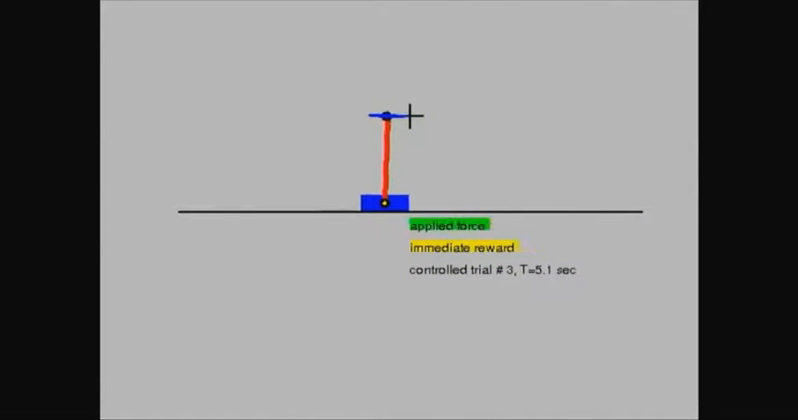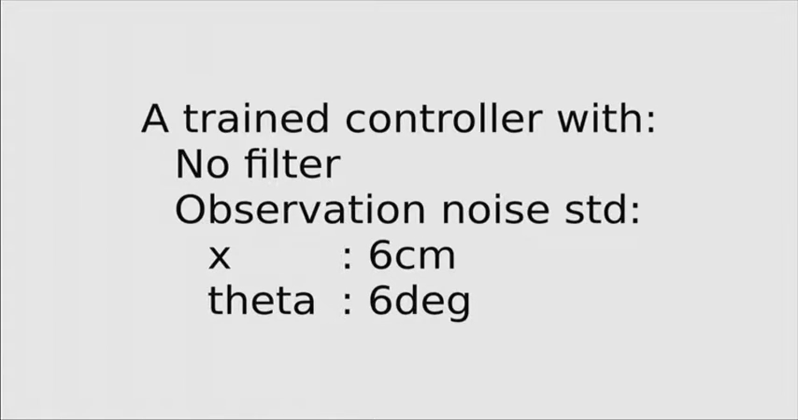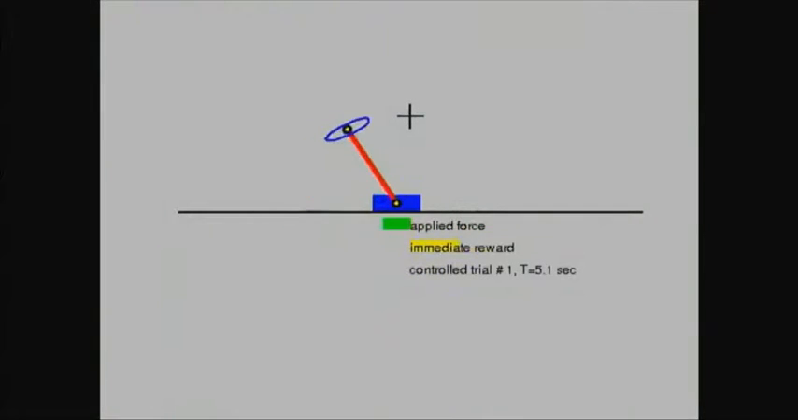So it's kind of just on the edge of being able to control it. If we ramp up the observational noise standard deviation to about 6 centimeters and 6 degrees, this is now just getting off the cuff in terms of what a no-filtered controller can handle. And you can see it's not quite being able to control this thing.